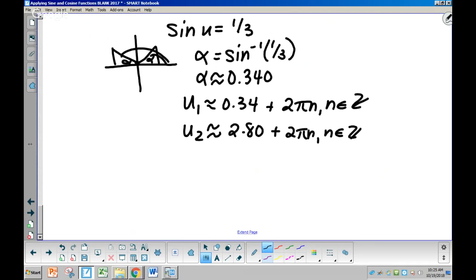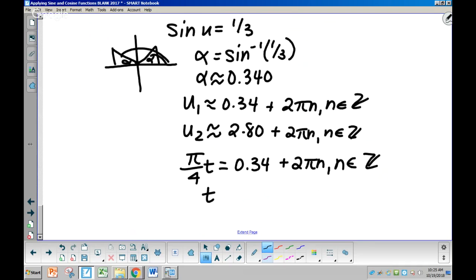All right. But we let u equal what? Pi over 4 t equals 0.34 plus 2 pi n, where n is an element of the integer set. So t is going to be, I'm going to take this whole thing and multiply it by 4 over pi.